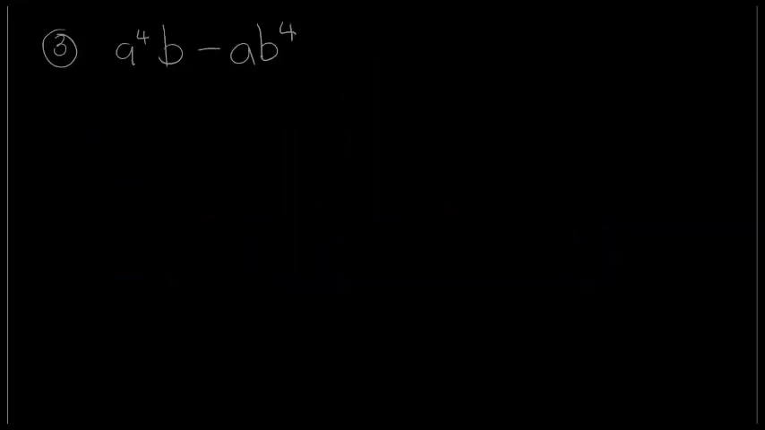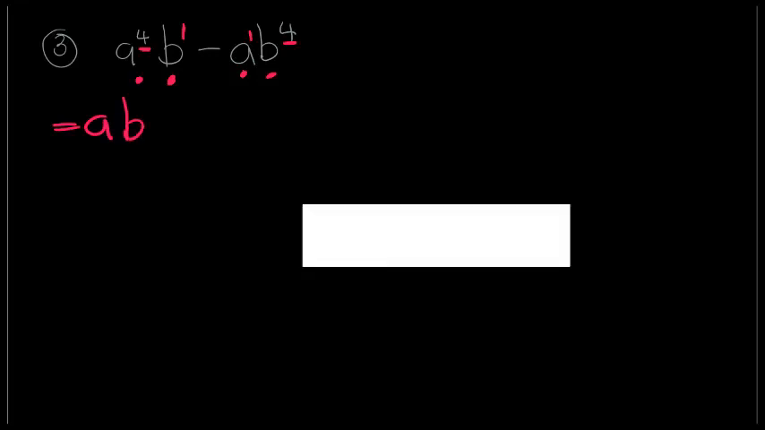Question 3 is a to the power of 4 b minus a b to the power of 4. Again, we're looking for cubes, and we know that anything to the power of 4 is not a cube. So I'm going to want to take out one of those. I want that to be a 3, and this is a 1, so I'm going to take that out. This is a 1, I'm going to take that out. So I'm going to take out 1 a and 1 b. And let's see what we have left.